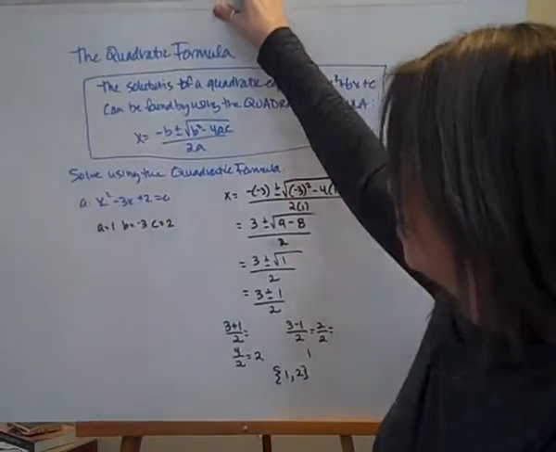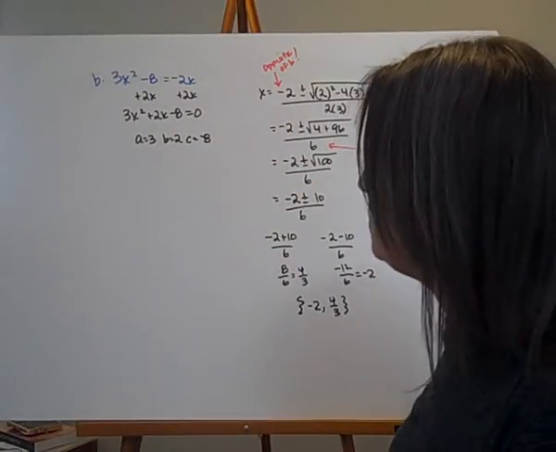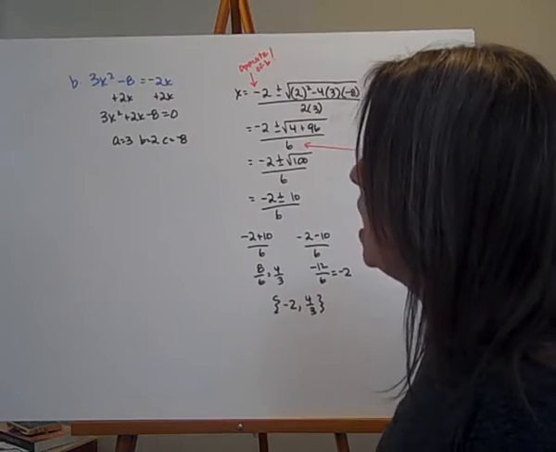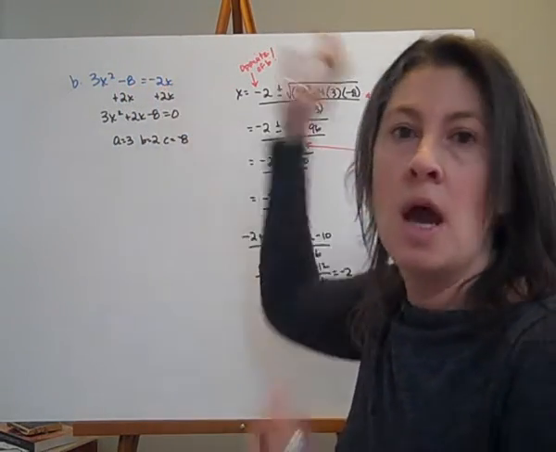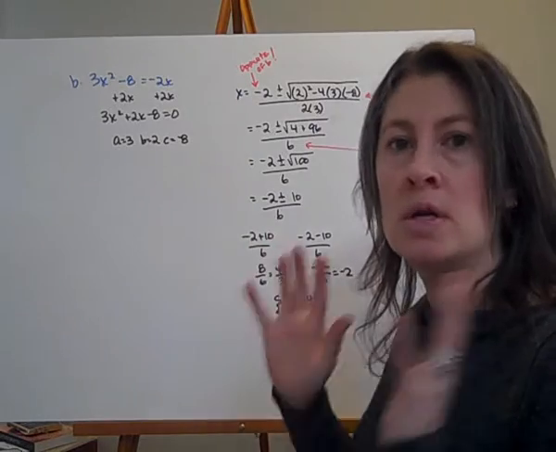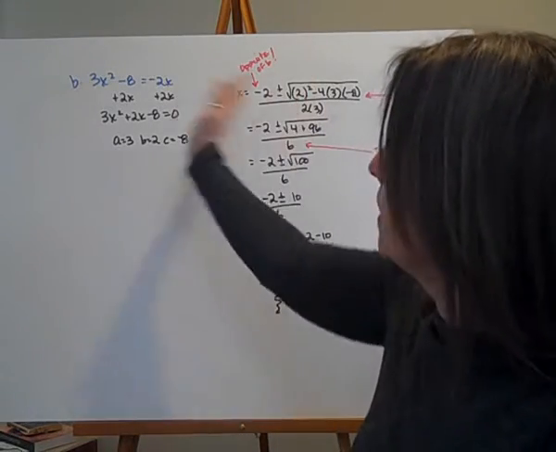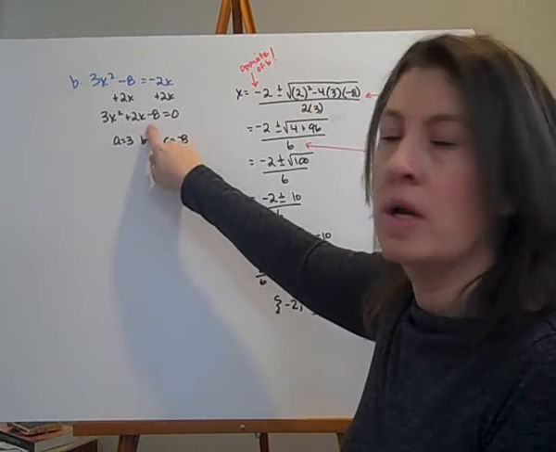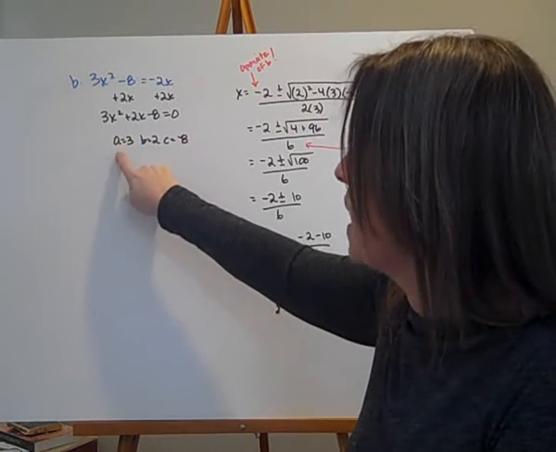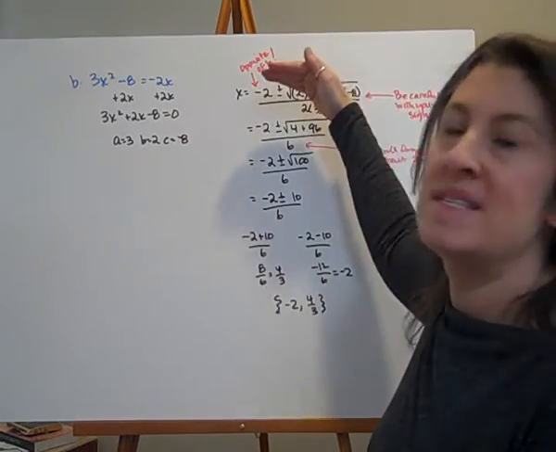All right, let's try it one more time. Let's take a look at this one. We've got 3x squared minus 8 equals -2x. Again, I need to set this equal to 0 because I need that trinomial in the form of ax squared plus bx plus c. So I'm going to move everything over. I'm going to get rid of this -2x. I have 3x squared plus 2x minus 8 equals 0. So my a is 3, my b is 2, and my c is -8. I'm going to start by substituting.